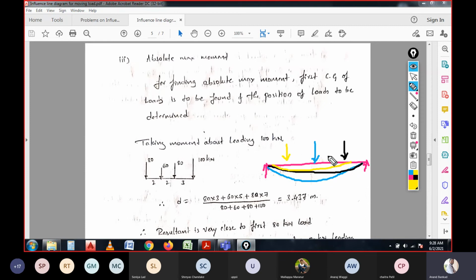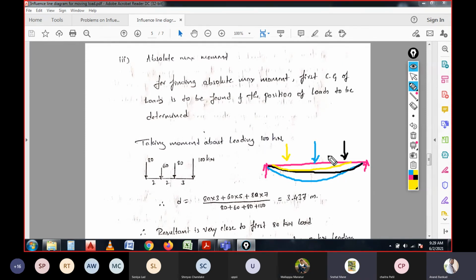On this content, I would like to ask any one of you, please let me know, in which place should you place the load, or set of loads, to get the maximum bending moment? Center. At the center. Okay.